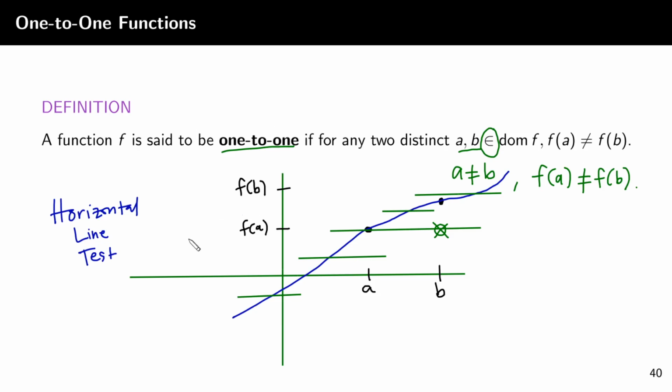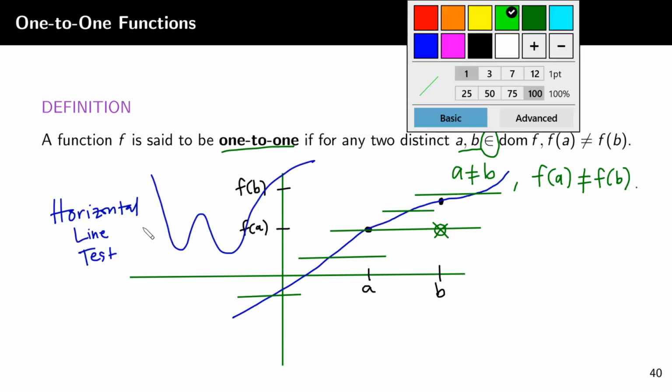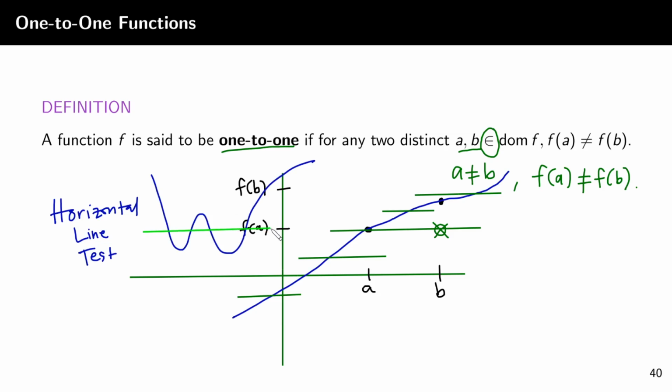Ano ngayon ang itsura ng function na hindi one-to-one? For example, meron akong ganitong function. And I'm going to draw a horizontal line. For example, this. Ayun. Tumama na siya dun sa maraming points. Dito, dito, dito, and dito. Itong mga points na to, kung ano man yung values ng x dyan, yung value ng f of x, magkakaparehas lang din. So, therefore, hindi ito one-to-one.